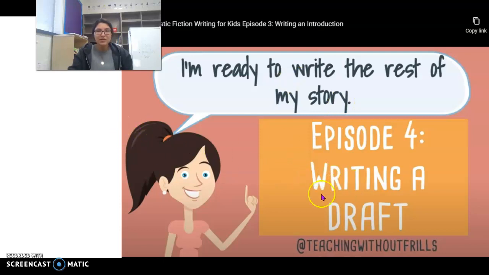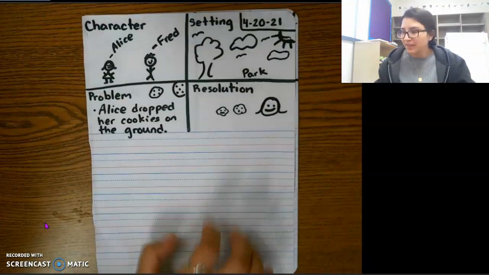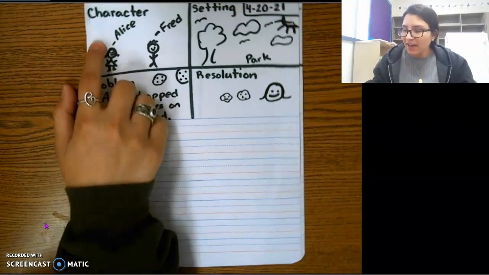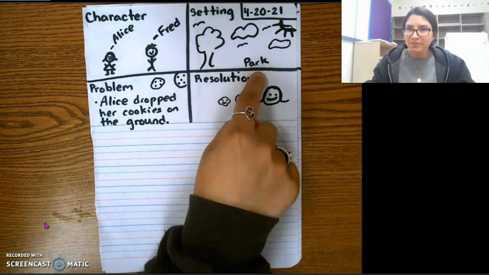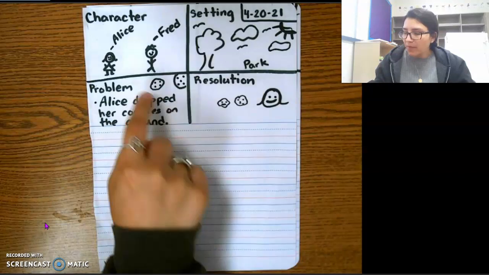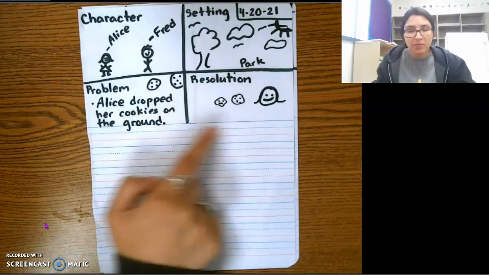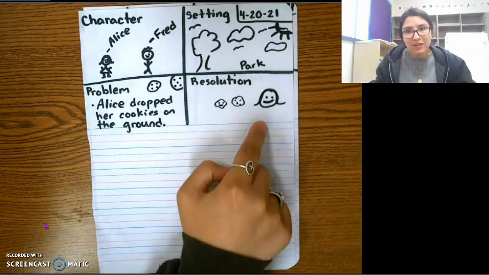Okay, let me go ahead and get my story from yesterday, and then I can start brainstorming what I want to say first. Hi there. Do you remember my story from yesterday, my realistic brainstorming page? Let's go over the characters I had. I had Alice, Fred. My setting was in a park. My problem was Alice dropped her cookies on the ground. My resolution, how the problem was fixed, was Fred gave Alice some of his cookies, and she was all happy again.